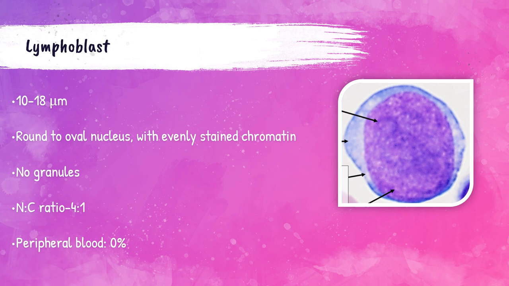But lymphoblasts are baby lymphocytes. So if we see these in the peripheral bloodstream, then we're just going to call them blasts. Now we should not see these in the bloodstream, and if we do, a pathologist must get involved because it indicates a malignant or a cancerous process.